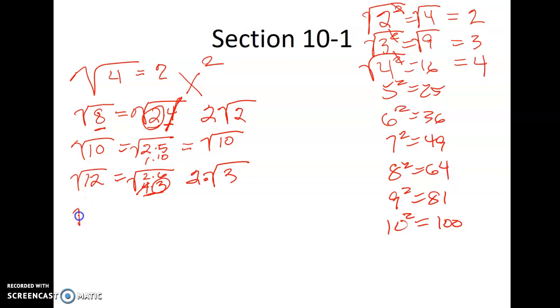All right, let's take a look at the square root of 15. If we look at its pairs, we have 3 and 5 and 1 and 15. None of them are perfect squares, and so the square root of 15 is simplified.